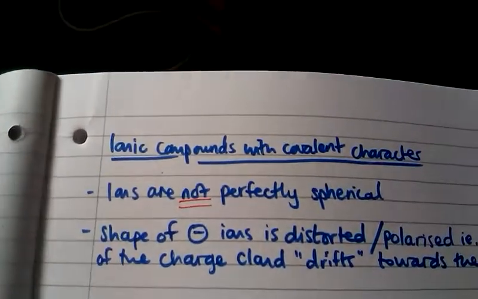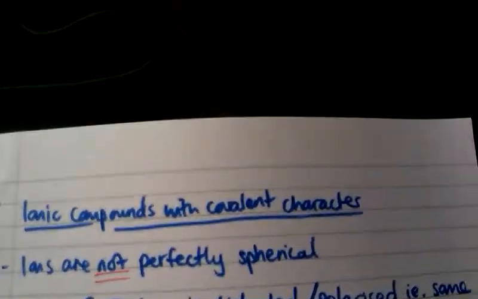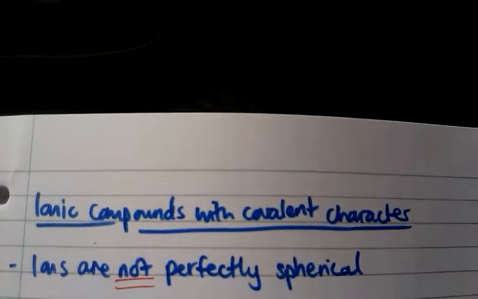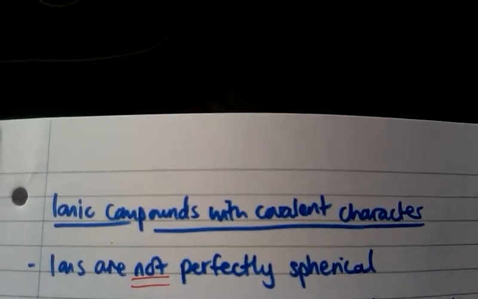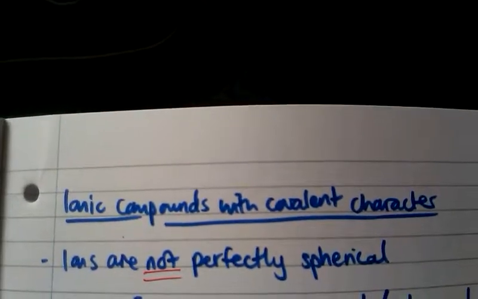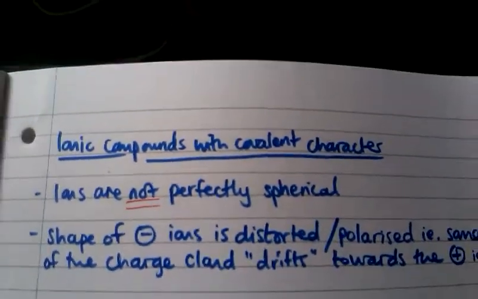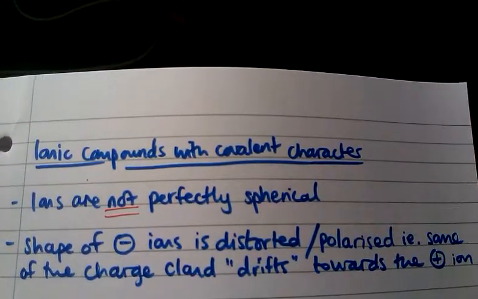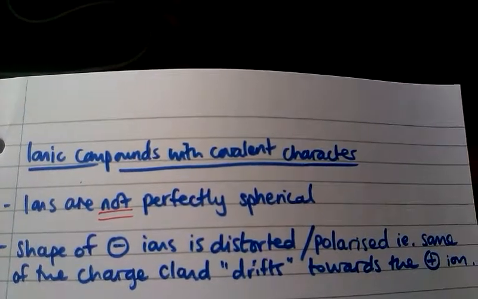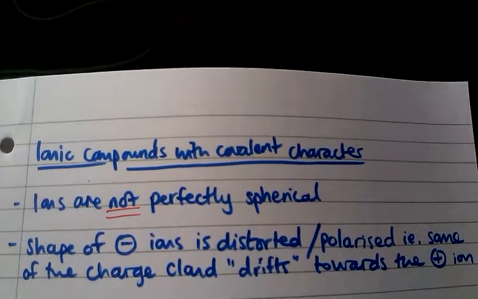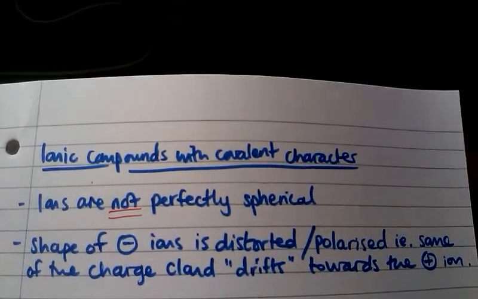So not all ionic compounds you come across are going to have perfectly spherical ions, and these are ionic compounds with what we call covalent character. So this is where the plus and minus ions are not perfectly spherical, and the shape of the minus ions is distorted, or in other words polarized, which means that some of the charge cloud drifts towards the plus ion.